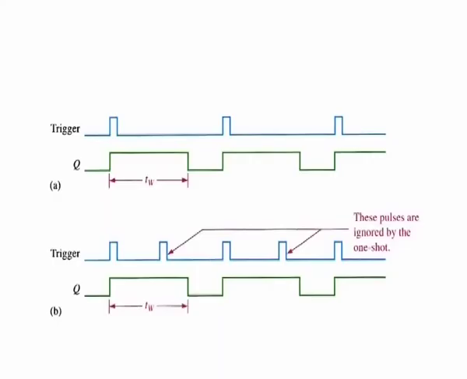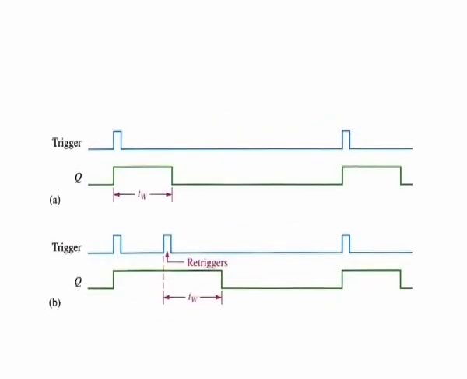The figure shows the non-retriggerable one-shot being triggered at intervals greater than its pulse width and at intervals less than the pulse width. Notice that in the second case, the additional pulses are ignored. A retriggerable one-shot can be triggered before it times out. The result of retriggering is an extension of the pulse width, as illustrated in the figure.